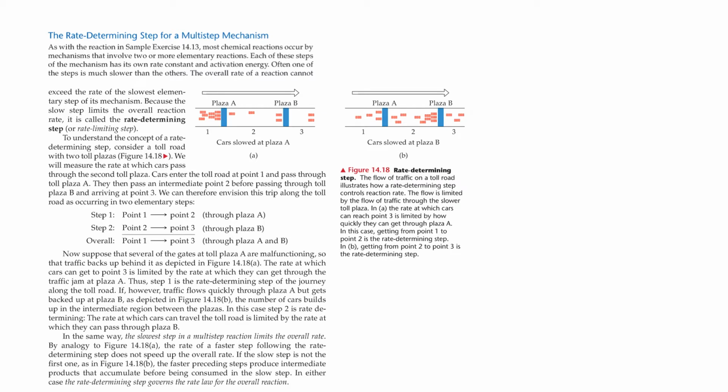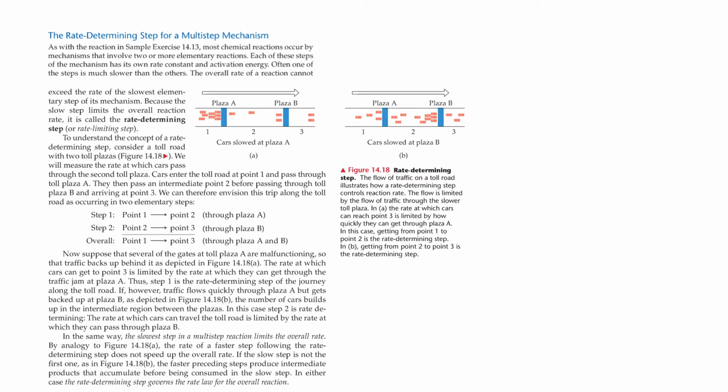To understand the concept of a rate determining step, consider a toll road with two toll plazas. We will measure the rate at which cars pass through the second toll plaza. Cars enter the toll road at point 1 and pass through toll plaza A. They then pass an intermediate point 2 before going through toll plaza B and arriving at point 3. We can therefore envision the trip along the toll road as occurring in two elementary steps: step 1, point 1 to point 2 through plaza A, and step 2, point 2 to point 3 through plaza B. The overall trip is point 1 to point 3 through both plazas A and B.